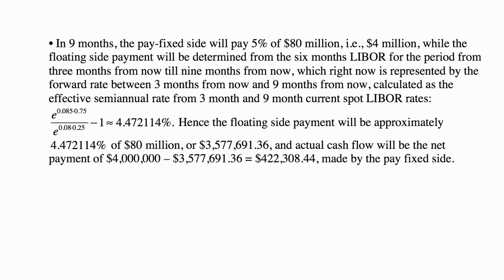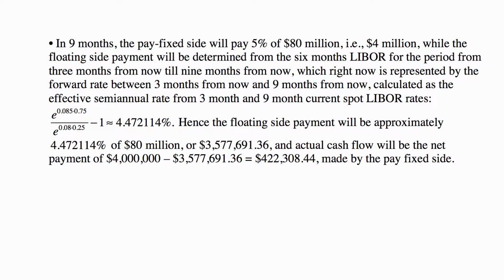In 9 months, the pay fixed side will pay again 5% of 80 million, so 4 million, while the floating side payment will be determined from the 6 months LIBOR for the period from 3 months from now till 9 months from now, which right now is represented by the forward rate between 3 months from now and 9 months from now, calculated as the effective semi-annual rate from the 3 months and 9 months current spot LIBOR rates.